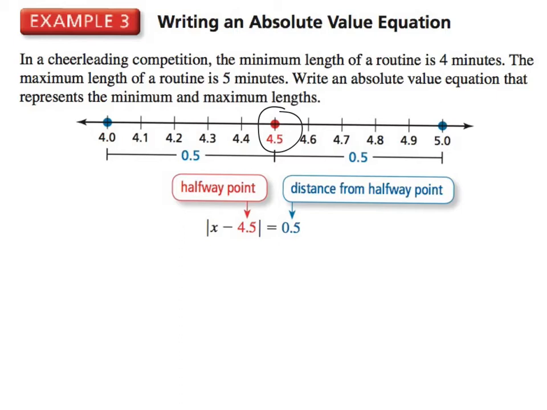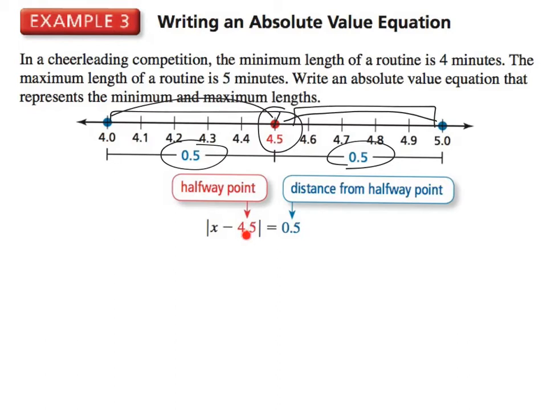And this is where your absolute value comes into play. The distance from 4.5 to 5 is a half. The distance from 4.5 to 4 is also a half. It's the same on both sides, and that's how you set this up. If I subtract the half on both sides of the halfway point, so x minus 4.5, that difference has to be equal to half. It's a half this way, it's a half this way.